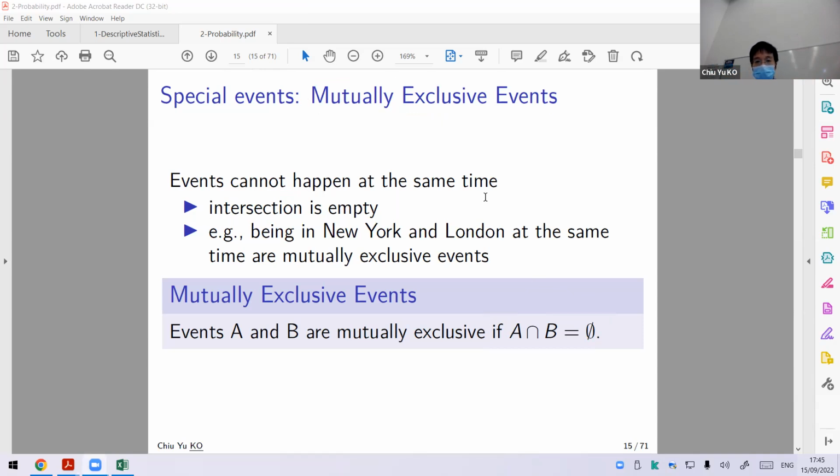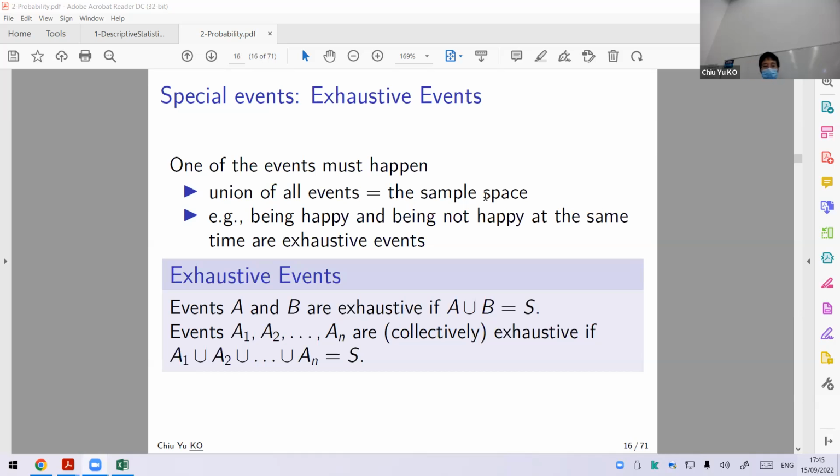Now the next thing we need to define is what we call exhaustive, or collectively exhaustive. It means that one of the events must happen. In terms of math, it means the union of them is the sample space. For example, the simplest thing is being happy and being not happy are exhaustive. You are either happy or not happy, right?